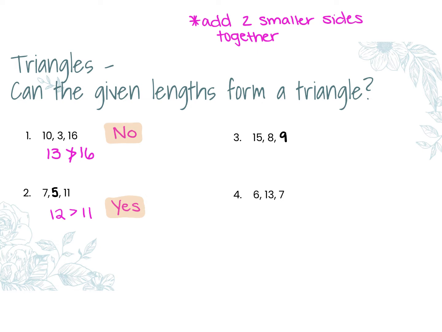In question 3, I see the side lengths 15, 8, and 9. I will add together the two smaller sides, 8 and 9, to get 17, and 17 is greater than 15, our longest side length. So this would form a triangle.